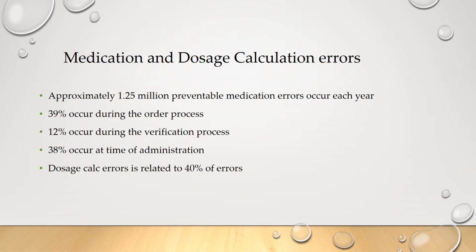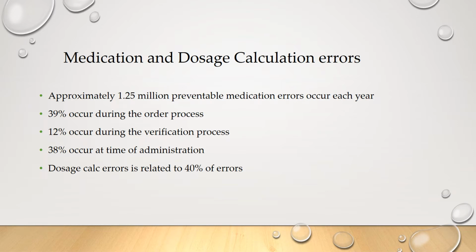So approximately 1.25 million preventable medication errors occur each year. That's an extraordinary amount. 39% of those they found occur during the order process. That means the physician ordering and the nurses or pharmacy not catching it. 12% occurred during the verification process. That's when we as nurses go back and look at the order to make sure that what we're giving is correct and we're giving the correct dosage.